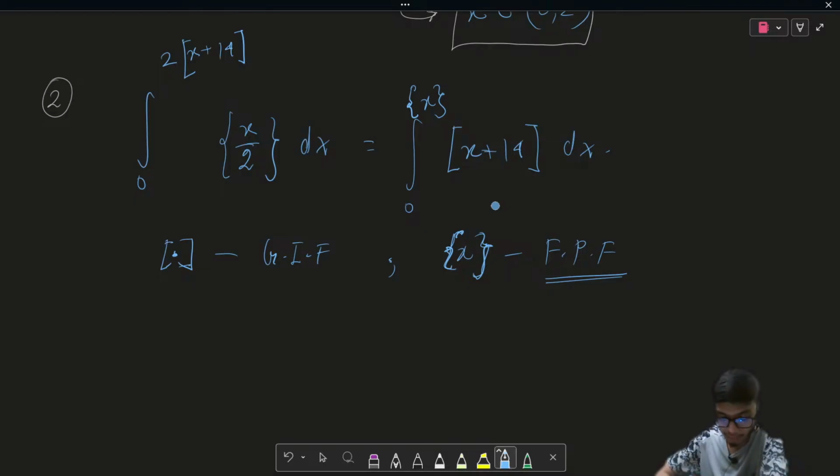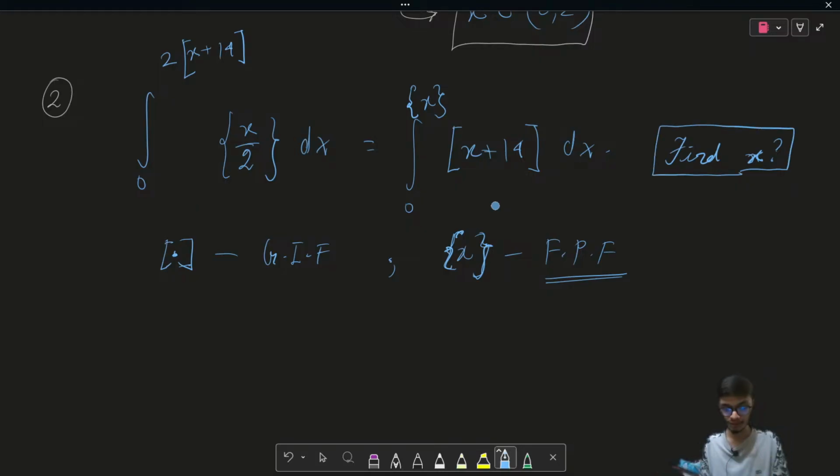So if these things are equal, you have to find the value of x. Find x for which this particular equation is satisfied, okay? Please find the value of x, or find the range of x. Maybe you will not be able to find the exact value, maybe you will be able to find the range of x, right? So please try to find what is the range of x that is satisfying this particular problem, okay? Is this clear to all of you? Please take a screenshot.